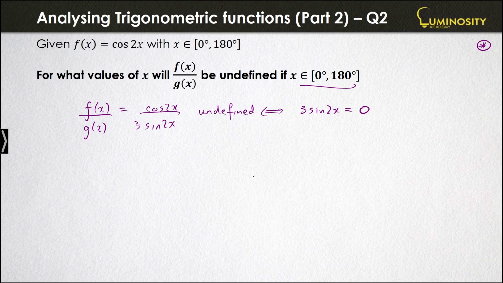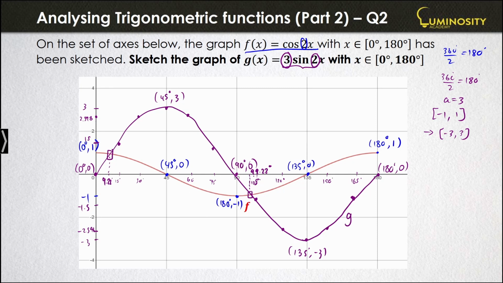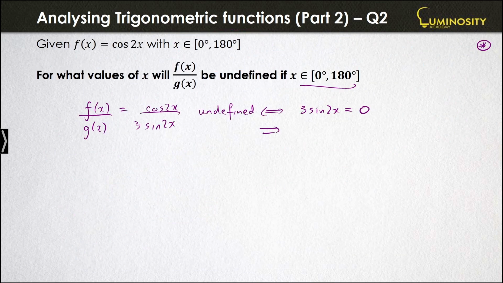All right, but we've drawn 3 sine 2x, so we don't have to still go and work out the general solutions. That's this graph in purple. So where's it 0? At 0 degrees, at 90 degrees, and 180 degrees, the y value is 0. So this is if and only if x is 0 degrees, 90 degrees, or 180 degrees. Those are the values of x that if you try and work out f of x over g of x, it will be undefined because you'll have division by 0. All right, that's how we would do these types of questions. I'll see you in the next one.